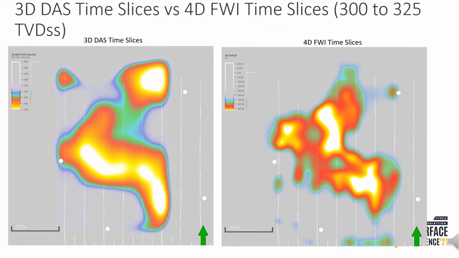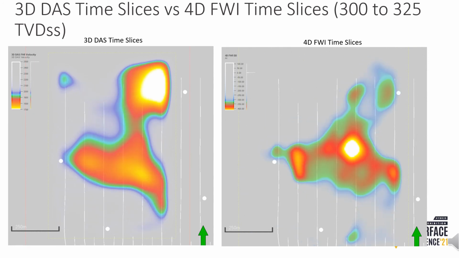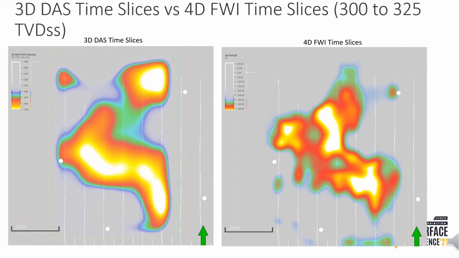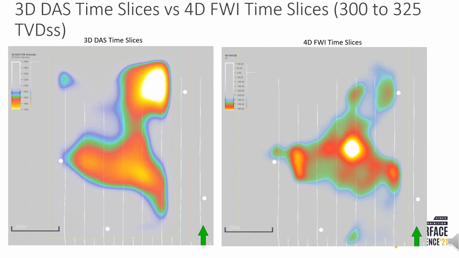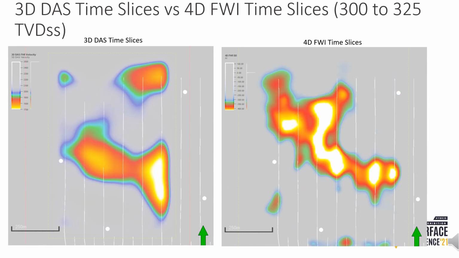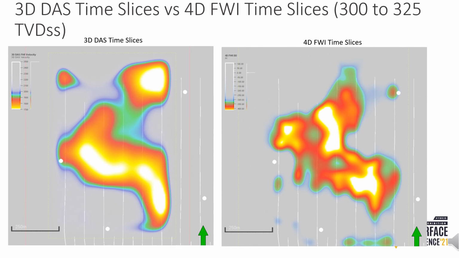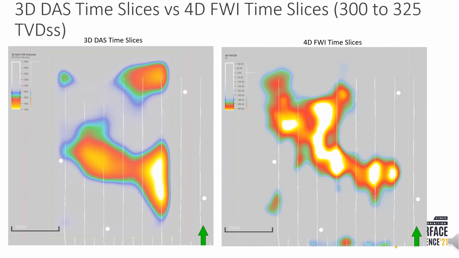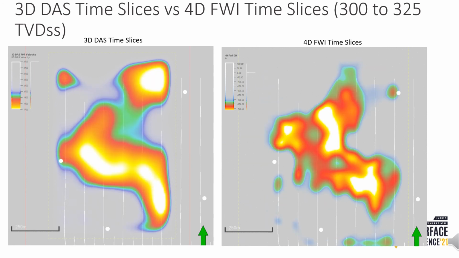Now I'm going to play a movie to show you the model comparison slice by slice. The one on your left is the 3D data FWI result, and the one on your right is the 4D surface seismic FWI result. Both volumes were converted from depth to two-way times.